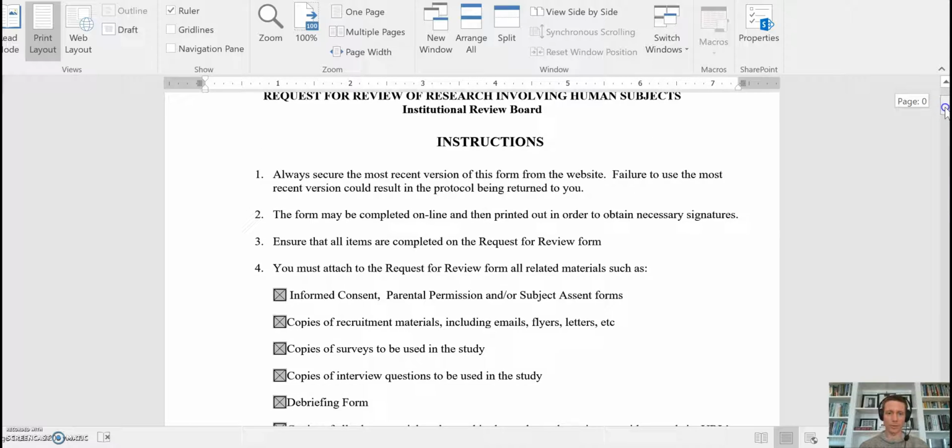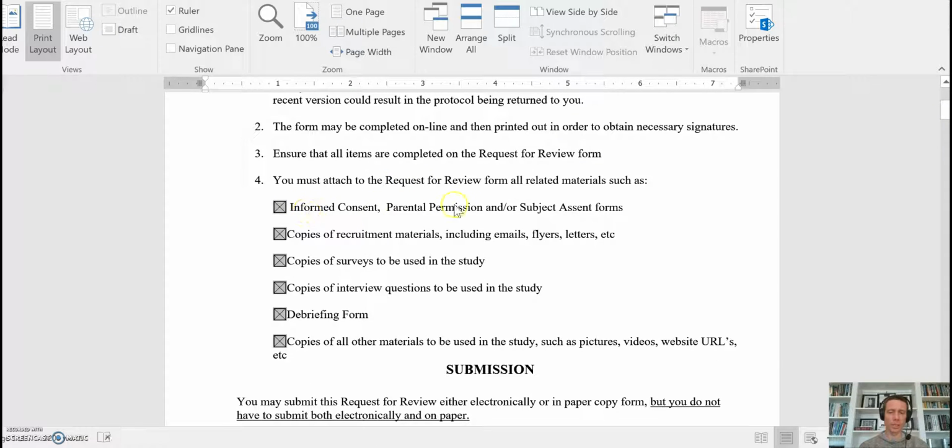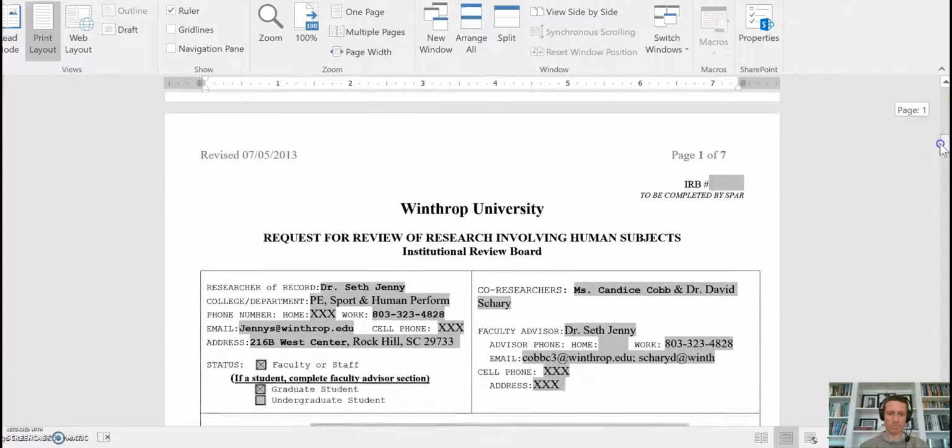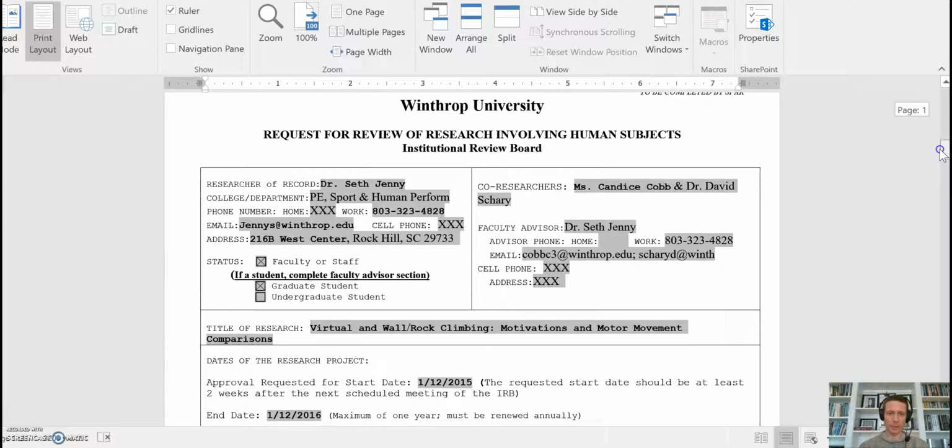This is from Winthrop University, and we'll go through this application form and then informed consent, copies of recruitment materials to show you a recruitment flyer, copies of the surveys, copies of any interview questions, debriefing form, and then any other materials that the participants might be interacting with. So I showed you the Slippery Rock University. Here's the Winthrop University ones.